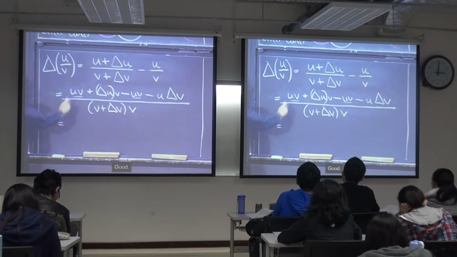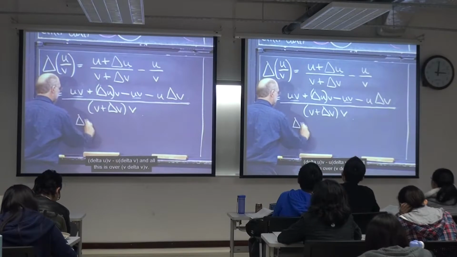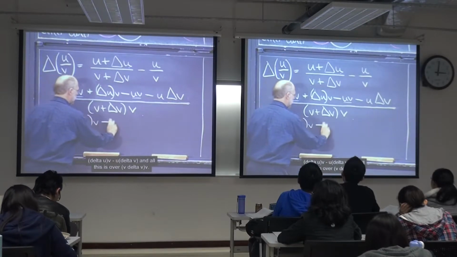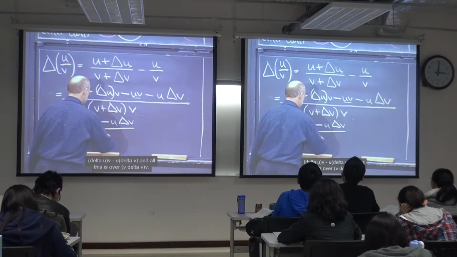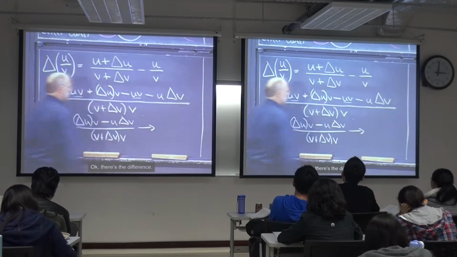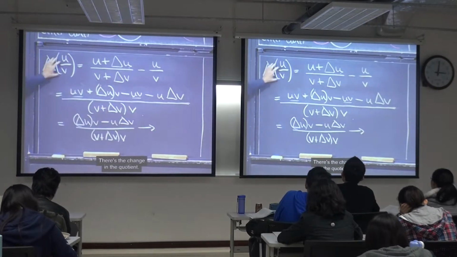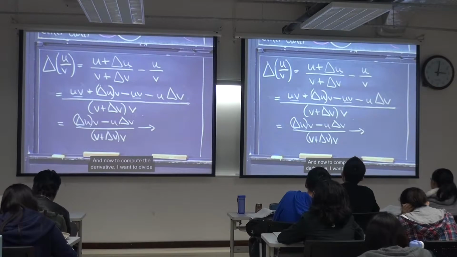Good. All right, so I cancel these, and what I'm left with then is delta u times v minus u times delta v, and all this is over v plus delta v times v. Okay, there's the difference. There's the change in the quotient. The change in this function is given by this formula. And now, to compute the derivative, I want to divide by delta x and take the limit.